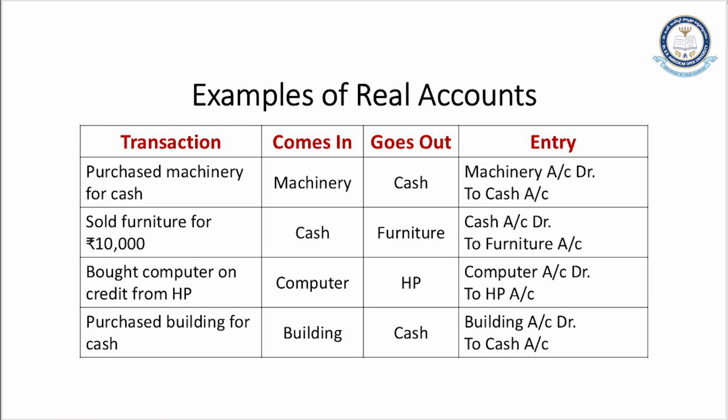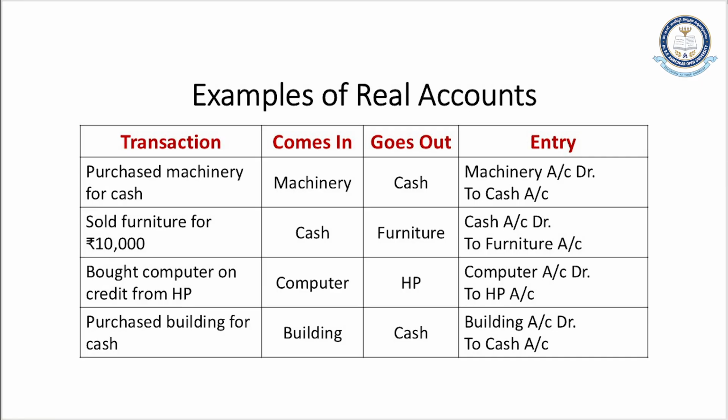Means any of the money which comes to the business through these channels or through these kind of assets will be debited, and if the money is going out through these, then it will be credited. Now let's understand this also with a set of examples. The first is purchased machinery for cash. We have purchased machinery, that means the machinery is coming into the business. The machinery is coming in, that means what comes in has to be debited. Machinery is coming in, we have to debit the machinery. So the transaction will be machinery account debited to cash.